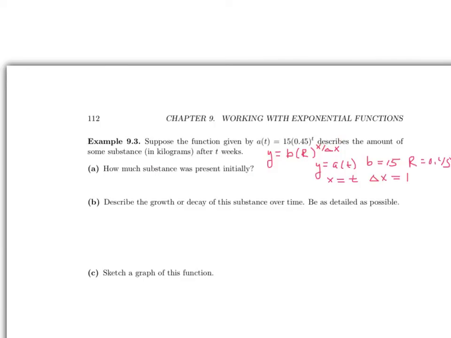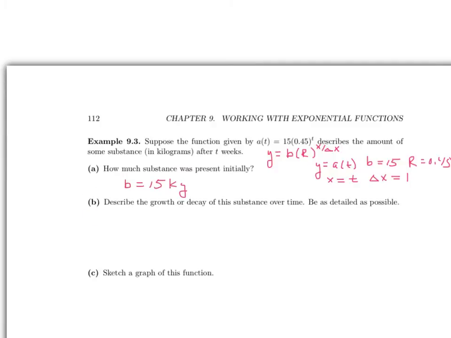Now let's look at part A. How much substance was present initially? Well, if you recall, the value b gives the initial amount of whatever you're trying to describe. In this case, that's 15, and the amount of substance is given in kilograms. So the substance present initially is given by b, and that's 15 kilograms.